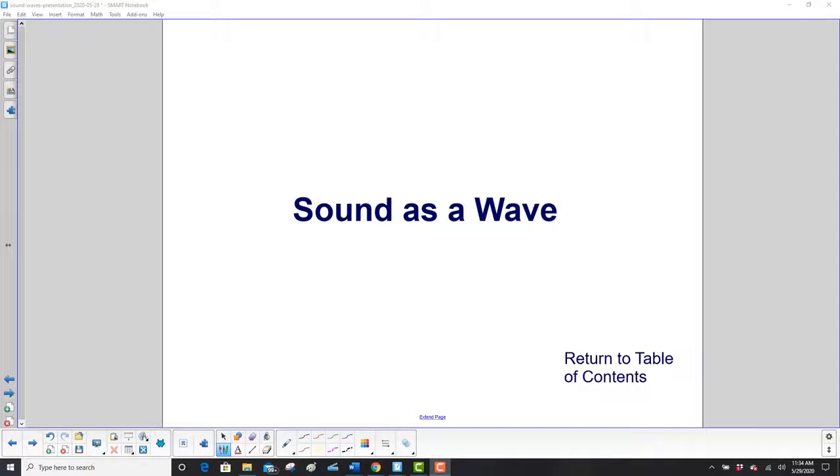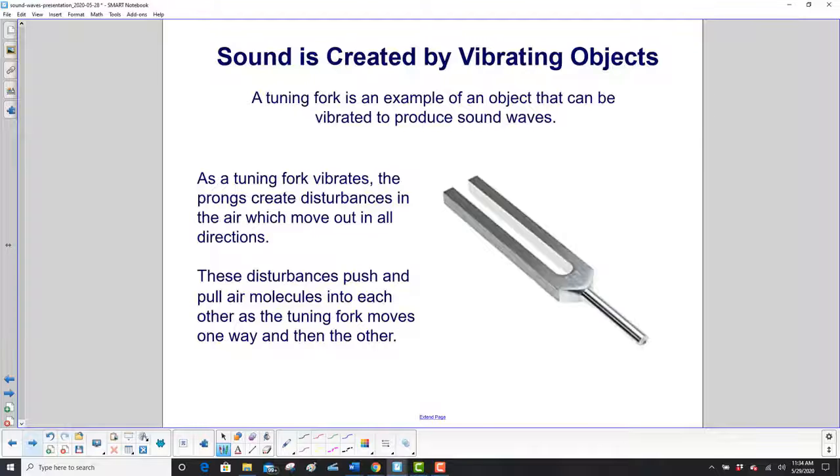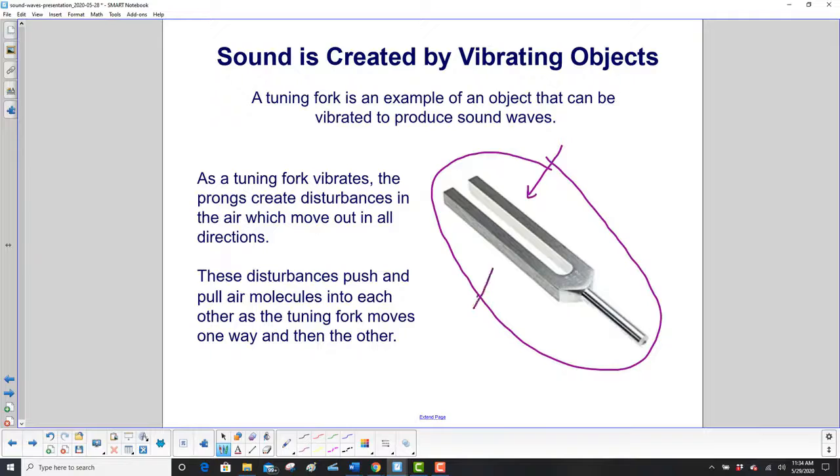Sound as a wave. Sound is created by vibrating objects. A tuning fork is an example of an object that can be vibrated to produce sound waves. As it vibrates, the prongs, these things here, create disturbances in the air which move it out in all directions.